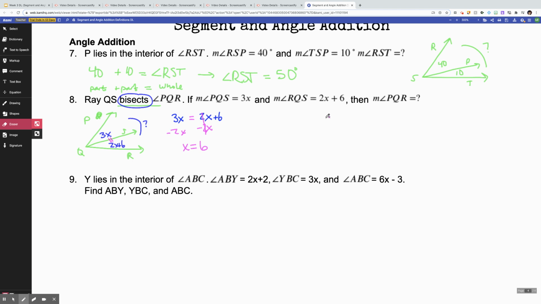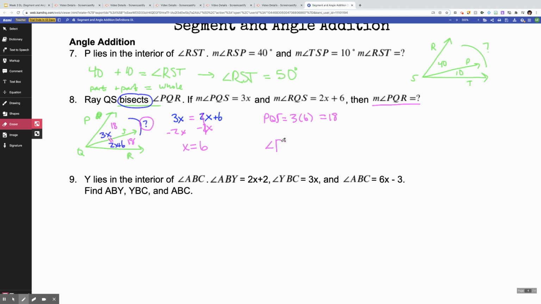Boom. Now I have to quickly look and say, okay, did I answer the question? And the question is, what is the measure of PQR, which is this right here. So I have not answered the question yet. All I know is that x is equal to 6. Well, if x is equal to 6, then PQS has to be 3 times, right, 3x, 3 times 6, which is 18. Okay, so that means my other one is also 18, RQS. So this is 18, and this is 18.